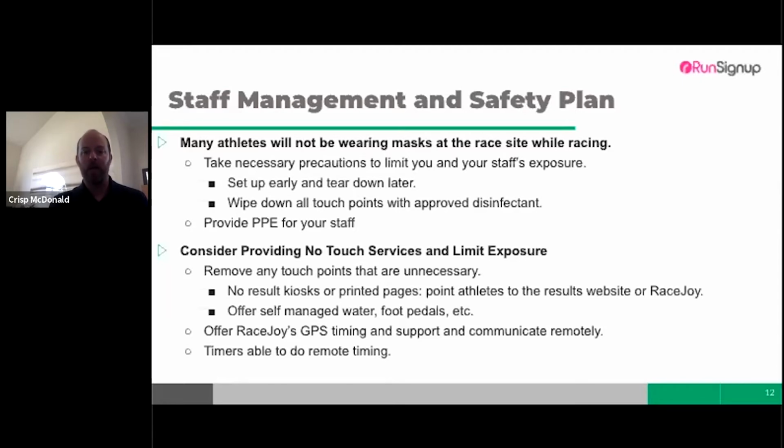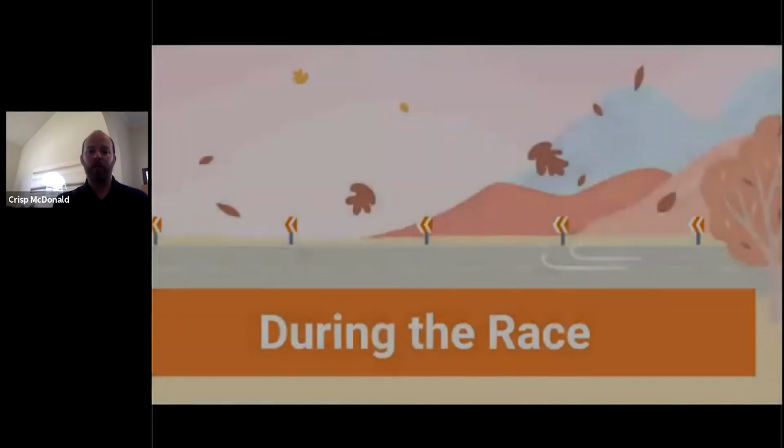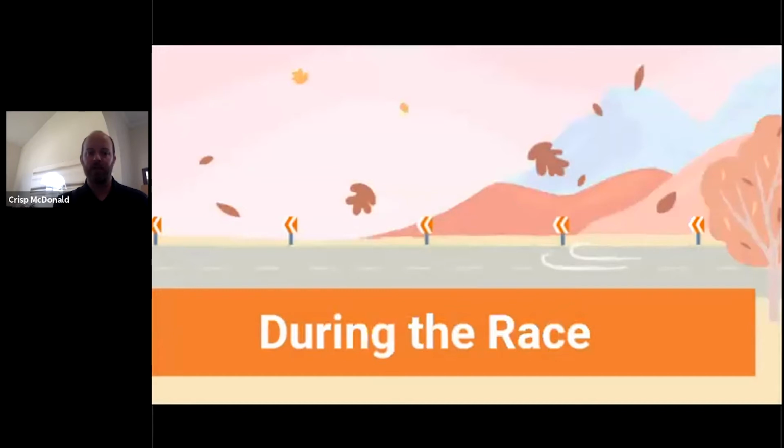And other things like having self-managed water foot pedals. I've got a picture of that I saw when I was at an event. I thought it was an amazing concept where you don't have to touch anything, you quite literally step on a pedal and water comes out of the cooler. And then obviously, if you are on site offering Race Joy's GPS timing, you can communicate remotely, and also you can track people where they are. And then, like we just talked about, timers are able to do remote timing. So we planned appropriately. So let's get into the actual race itself.